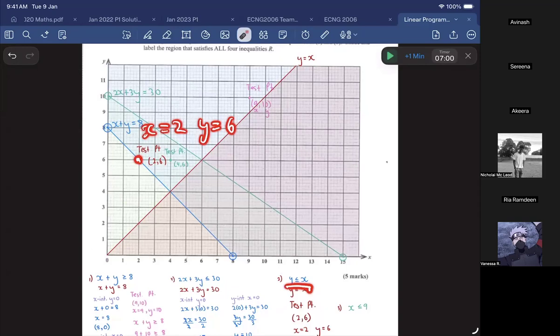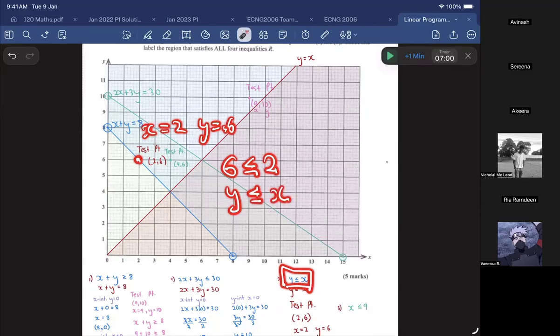X. No, look at the inequality. Less than or equal to x. Right. Over here, y is 6, and over here, x is 2. Is it right for me to say that 6 is less than or equal to 2? No. That is actually telling us that the y value is less than or equal to the x value.